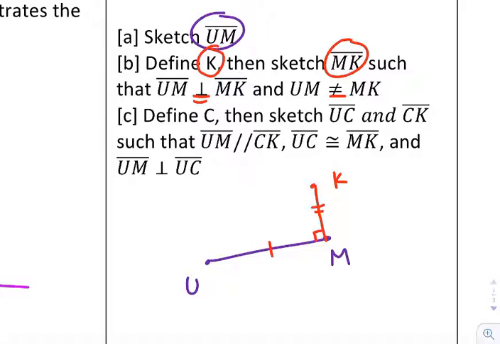And so it's parallel to UM, so it's parallel to the purple one. It's congruent to the red one. And it's perpendicular to UM. And so there's really not a lot of places I can put it. I think this is the only one where I can put it, UMKC, because I have to connect it back to K, connect it back to U, in such a way that it's parallel, UM and CK. So it's parallel, top and bottom, but it's also the same length as KM, and also perpendicular to UM. And so a lot of different things going on, but that would be the picture that I'd have.